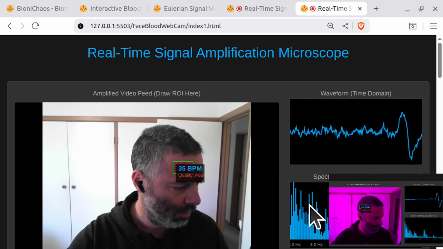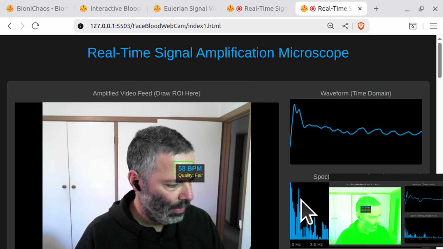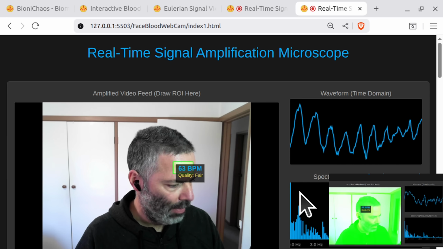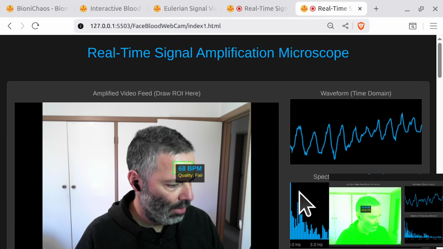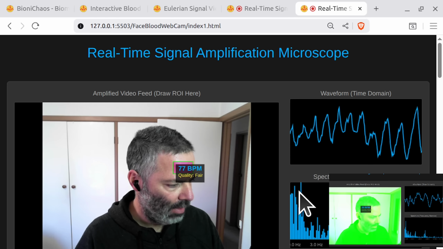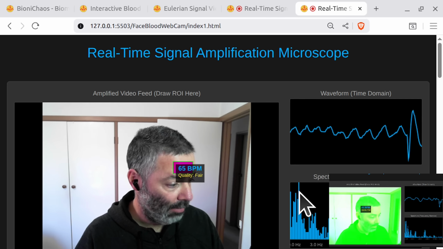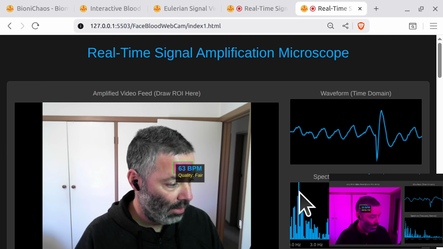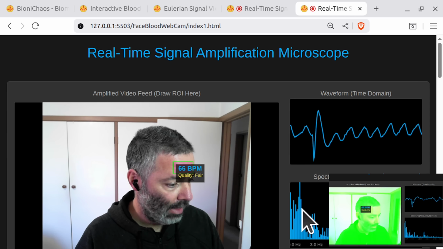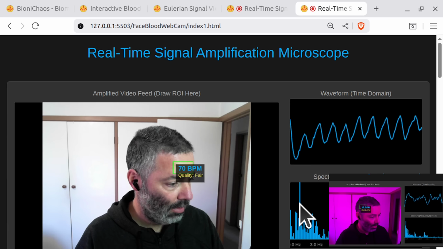Let's do more light. Should see a peak over here. That peak is the actual BPM. Everything else is rubbish. And 70 probably sounds right. 77, it's a bit elevated. Quality good. Now I'm convinced that's the actual heart rate.